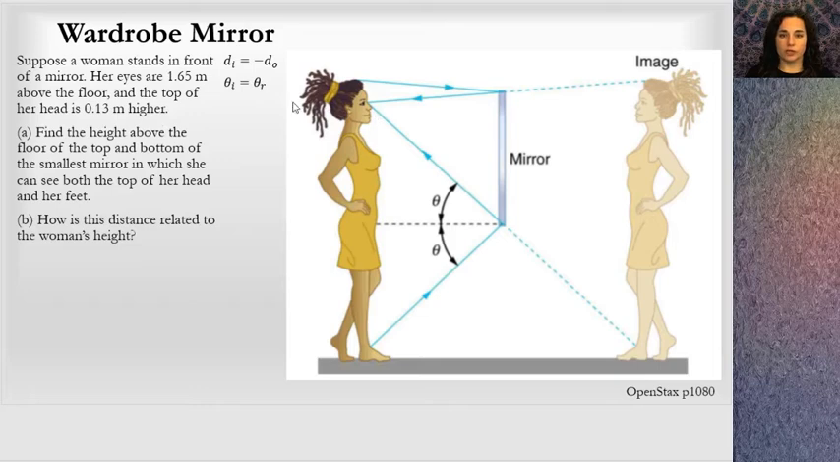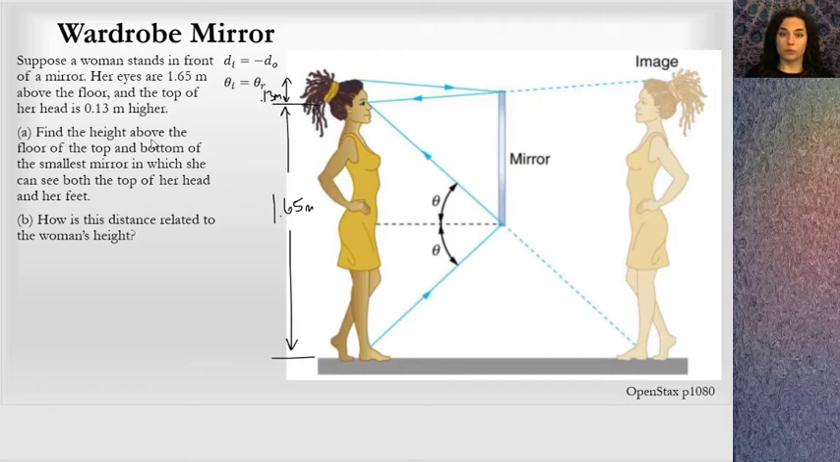Okay, so when I look at this, they're giving me this distance from the floor to her eyes is 1.65 meters. So that's 1.65. And then it looks like an additional 13 centimeters from here to here, from her eyes to the top of her head. Okay, 13 centimeters. So that is the information we're given in the problem.